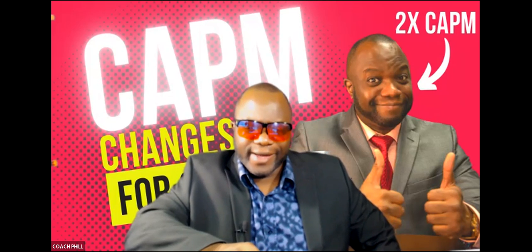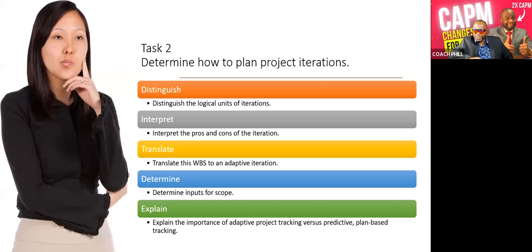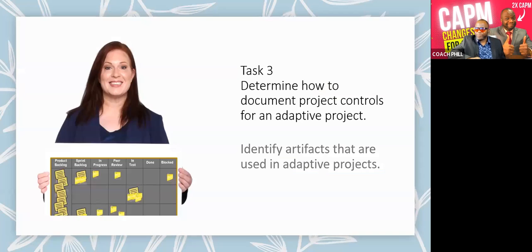So when we take a look at our next task, it is unrelentingly agile. Determine how to plan project iterations, distinguish the logical units of iterations, interpret the pros and cons of the iteration, translate this WBS into an adaptive iteration, determine inputs for scope, and explain the importance of adaptive project tracking versus predictive plan-based tracking. Knowing the tools of the trade for adaptive is really where they're going here.